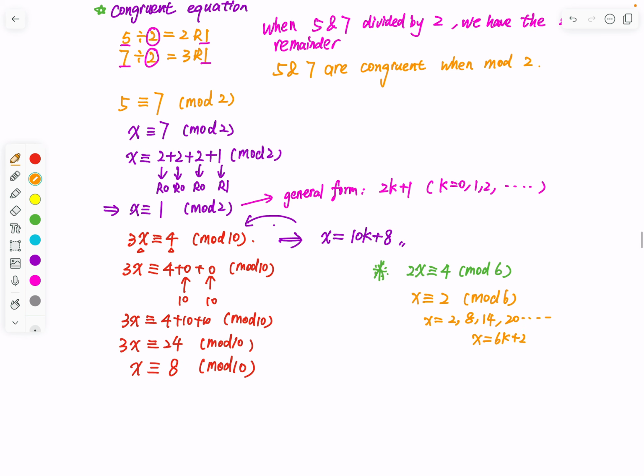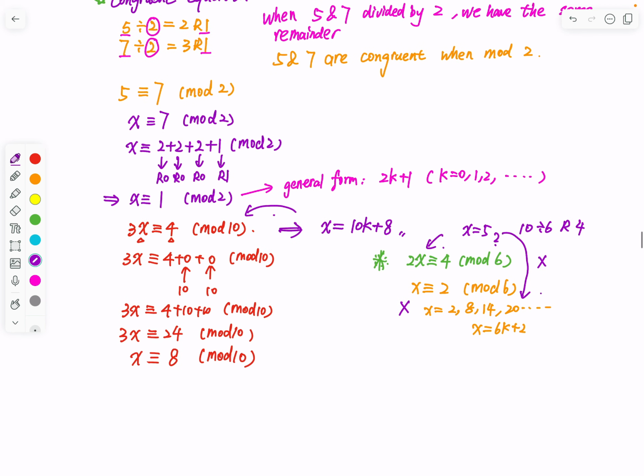But let's look at this equation. If x equals 5, then 10 divided by 6, the remainder is also 4. But is this 5 in this sequence? No. That means this one is wrong. So which one is correct? Be careful when we do the division. In 2x congruent to 4 if I mod 6, only when we have co-prime can we do the division. These 2, 4, and 6, of course, are not co-prime. These three numbers are not co-prime.